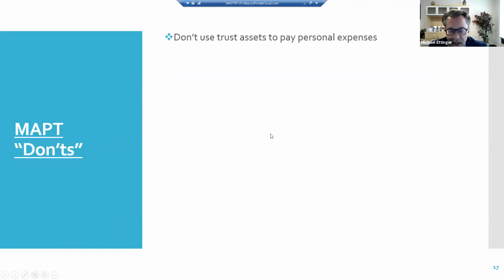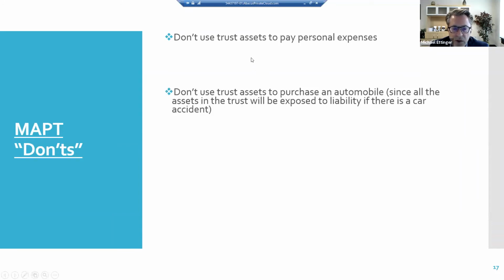Don't use trust assets to pay personal expenses. What's personal? Utilities on the house, the cable bill, the phone bill, that sort of thing. Don't use trust assets to buy a car, since all the assets in the trust will be exposed to liability if there's a car accident. We actually have asset protection in the trust. So we want the car outside the trust. So if there's an accident, they can't get the assets in the trust. They're sheltered. So never buy a car in the name of the trust.